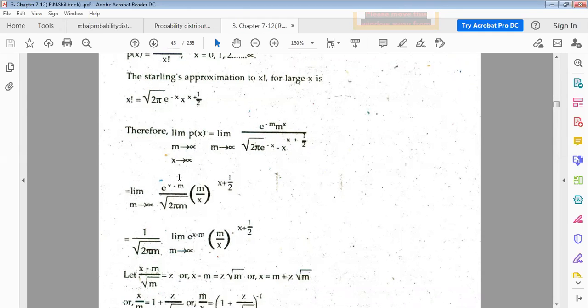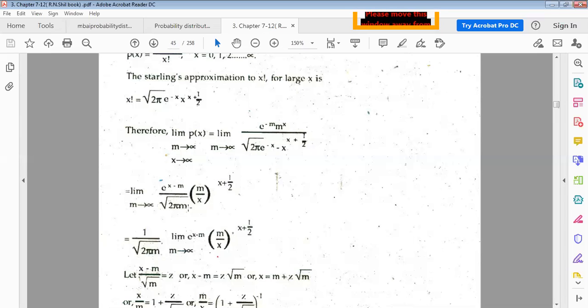x minus m. Okay, e to the power x minus m, and here taking m divided by x, m divided by x to the power x plus half. Then m to the power half is extra. This is why we have given m to the power half in the denominator, that means root m. By taking root m in here, this m to the power half will be cancelled, and x to the power x plus half is present here.